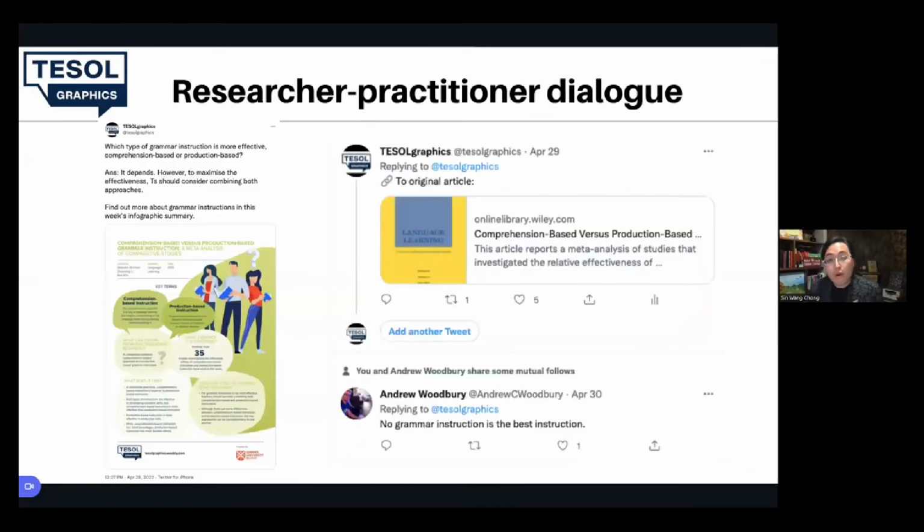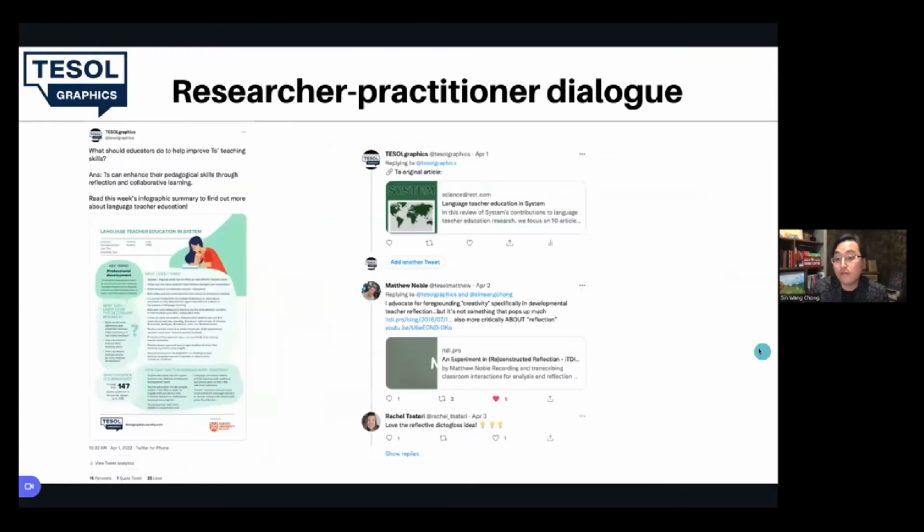And then we're also very excited to see that there are dialogues taking place on Twitter, because on Twitter, every Friday, we post an infographic with a link to the original article. And then you can see that people start to comment on it because they may have never read the original, but they read the infographic, the picture there. And then practitioners start to comment. This practitioner commented, no grammar instructions, the best instruction. So that's what he got from the infographic. And that's dialogue involving practitioners. Of course, it's very informal dialogue.